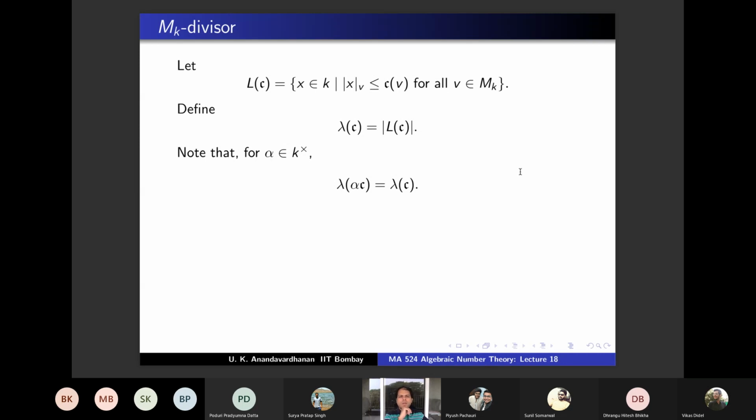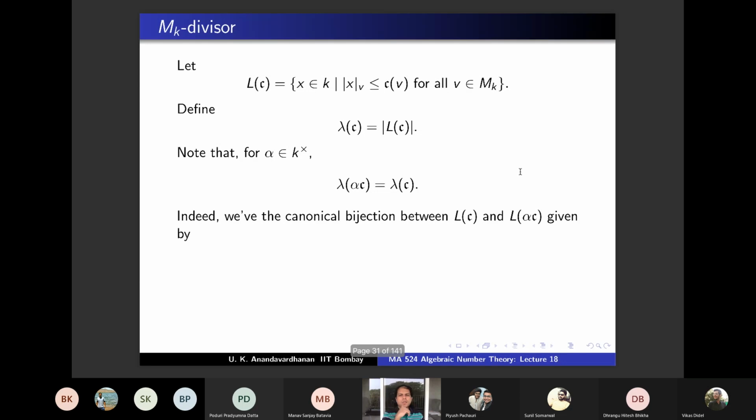L of C and L of alpha C are in bijection, right? Same cardinality means bijection. Can you give the obvious map from L of C to L of alpha C? So L of C consists of x in K such that mod x_v is less than or equal to C_v. L of alpha C will be those x in K such that mod of alpha x_v is less than or equal to alpha C_v. Multiplication by alpha. So this is the obvious map from L of C to L of alpha C given by multiplication by alpha.